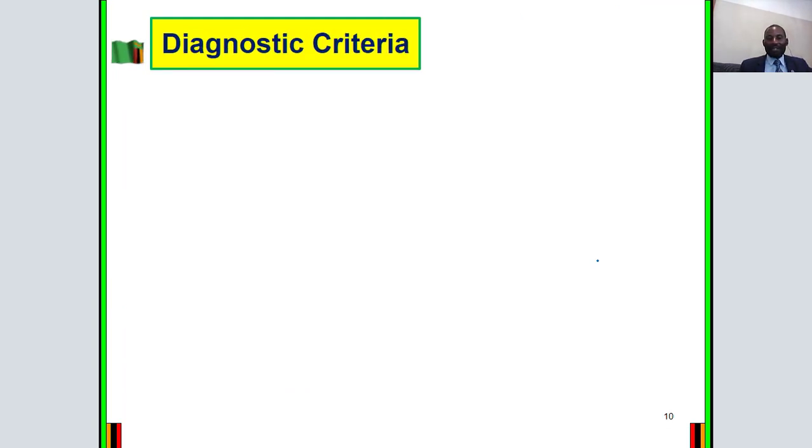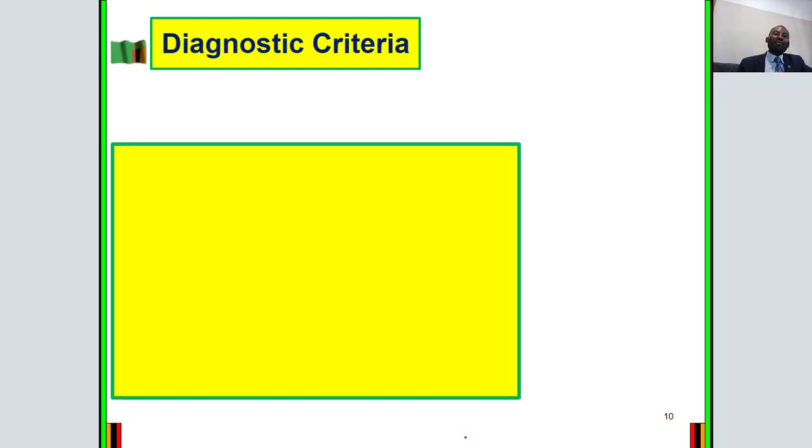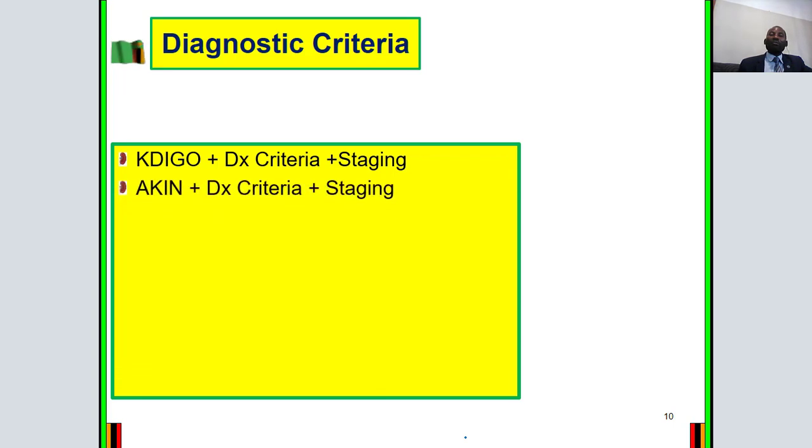Okay, let's go next to the diagnostic criteria. That is very important. Okay, so diagnostic criteria, this is now what we are going to discuss. We have KDIGO, where we're going to look at KDIGO diagnostic criteria and staging. We also look at AKIN diagnostic criteria and staging. Okay, so what is KDIGO? KDIGO simply means Kidney Disease Improving Global Outcomes. Okay, so we'll be looking at this one.